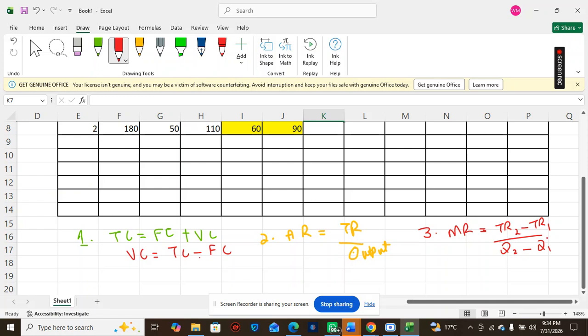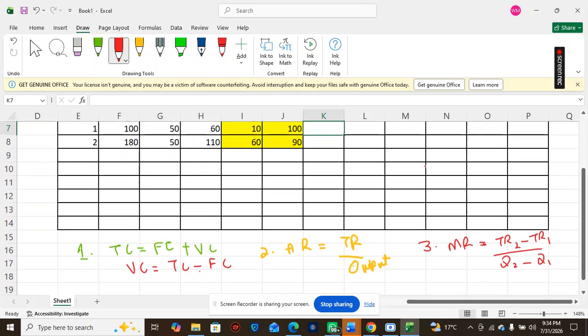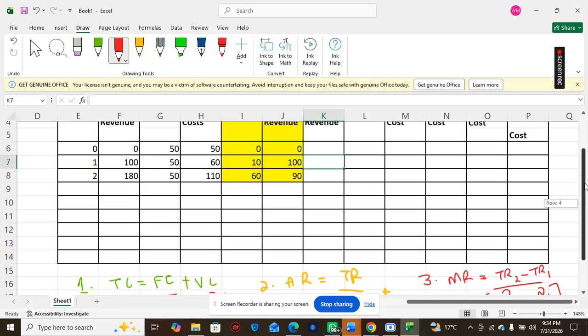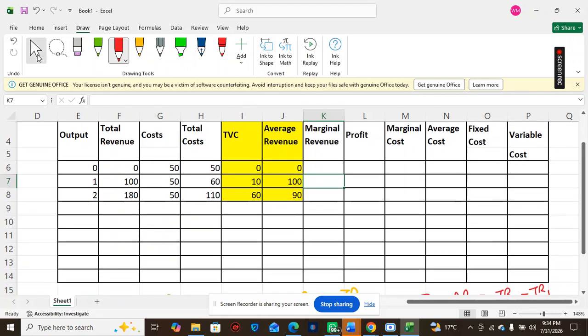Okay, colleagues? Now, usually, when the quantity is increasing by units of 1, 0, 1, 2, 3, 4, 5, this denominator is always going to be 1. So it's better off just subtracting the revenues. When we have 0 units, there is no marginal revenue.